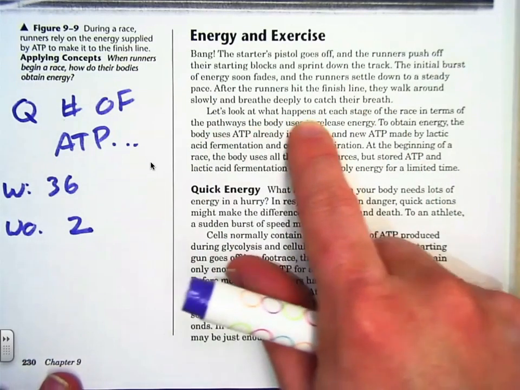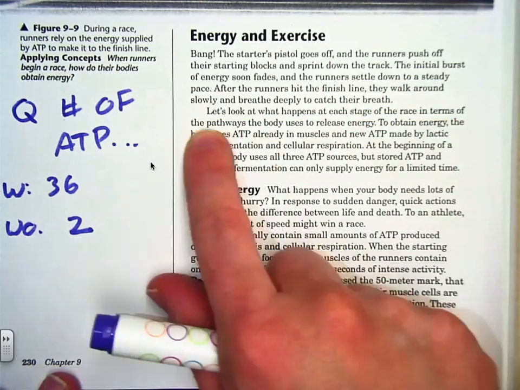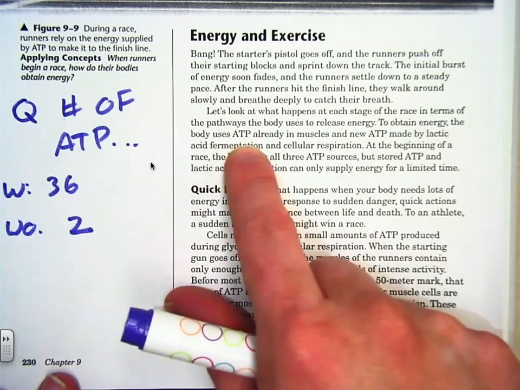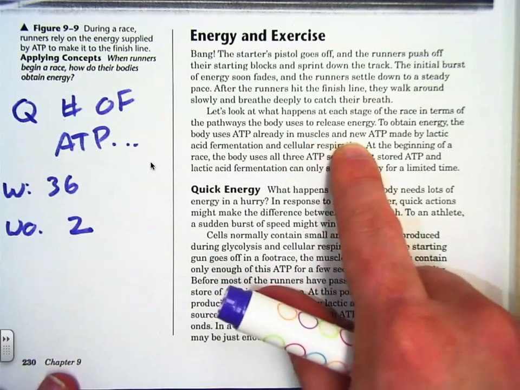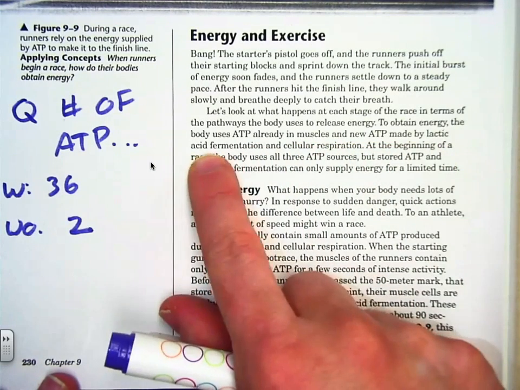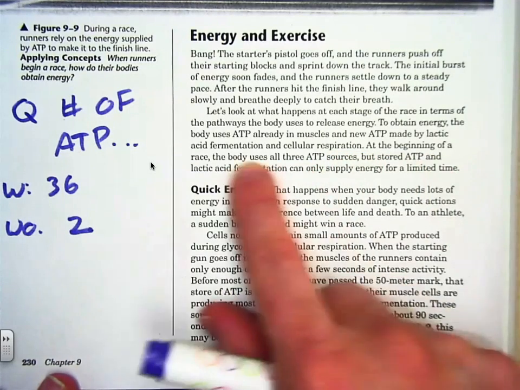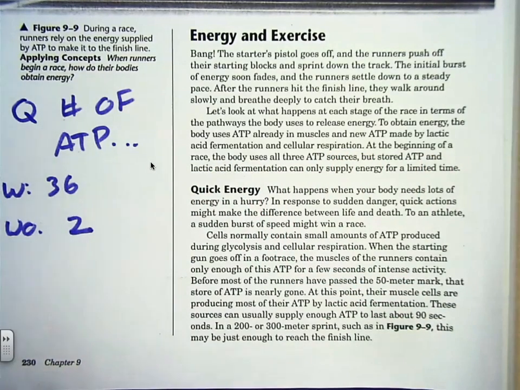Let's look at what happens at each stage of the race in terms of the pathways the body uses to release energy. To obtain energy, the body uses ATP already in muscles and new ATP made by lactic acid fermentation and cellular respiration. At the beginning of the race, the body uses all 3 ATP sources, but stored ATP and lactic acid fermentation can only supply energy for a limited time. Alright, so we're going to learn about three energy sources the body has.